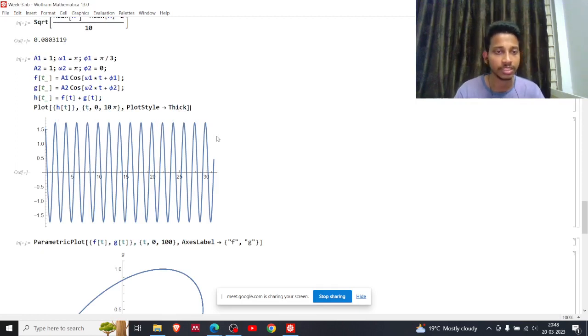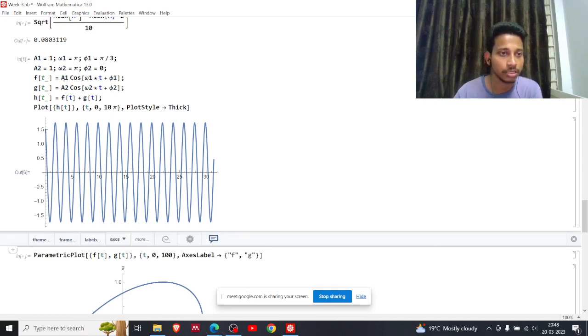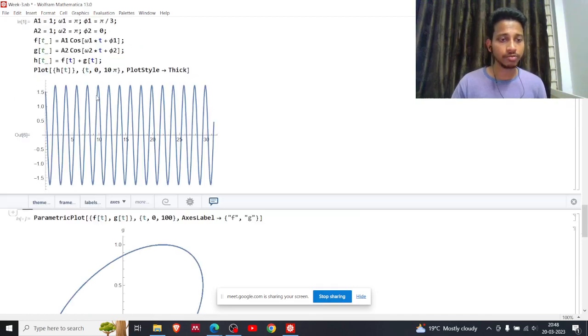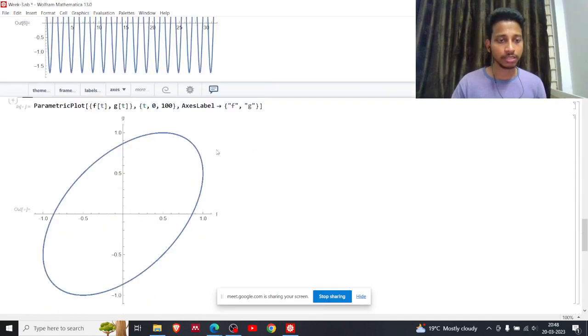So this is basically the command for the Lissajous figure. Here it is a superposition of two oscillations, that is f of t equals a1 cos(omega 1 t plus phi 1) plus a2 cos(omega 2 t plus phi 2). So h of t is the superposition, and then I have plotted. Now if we do the parametric plot, then we will get this kind of figure.